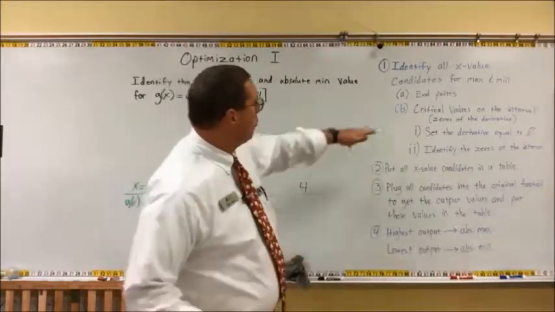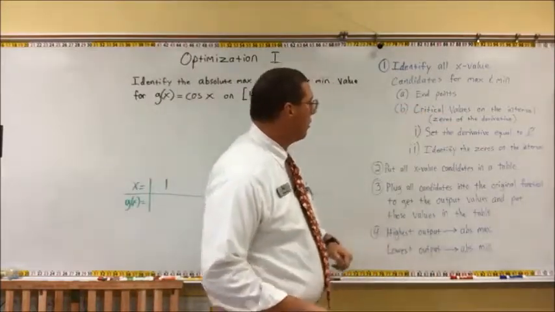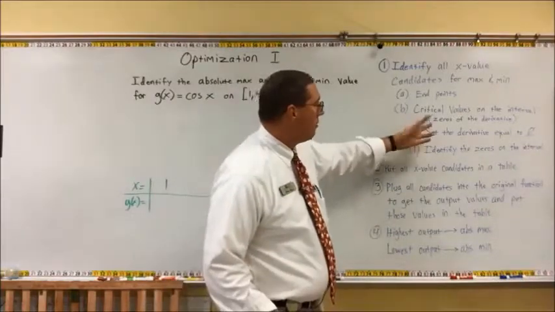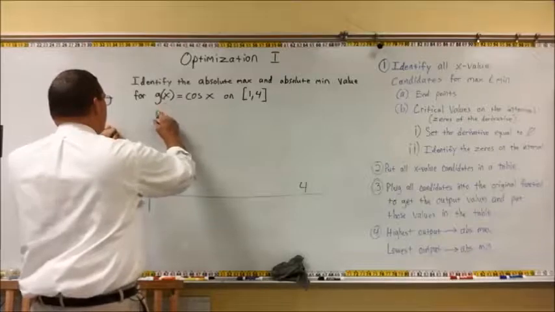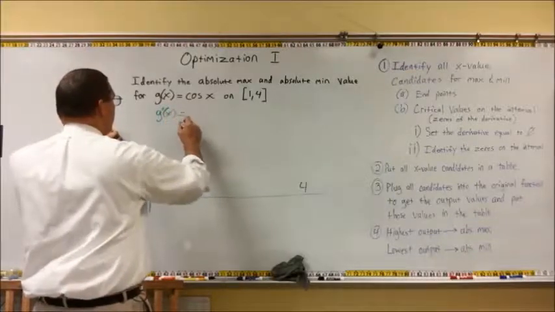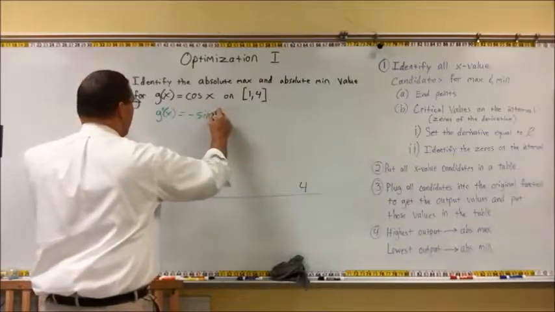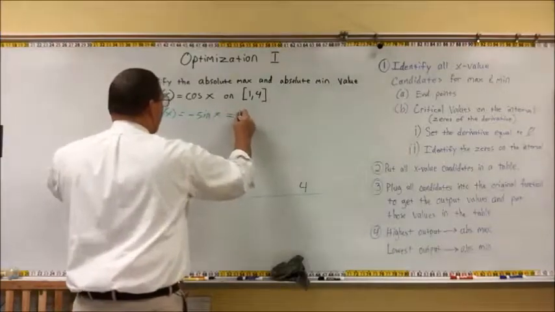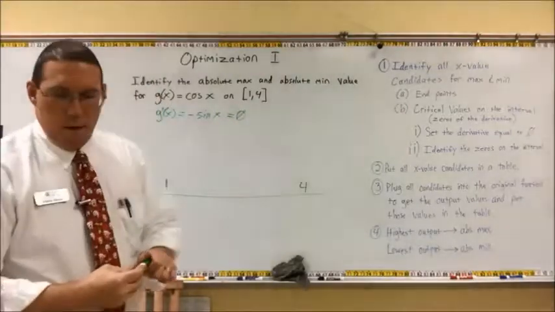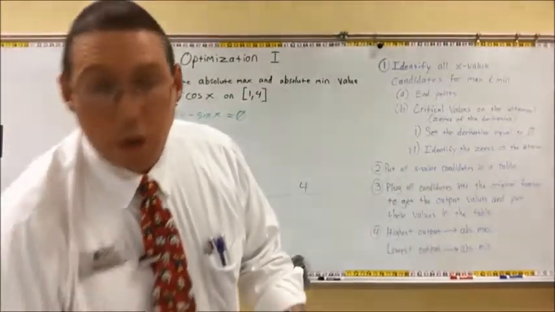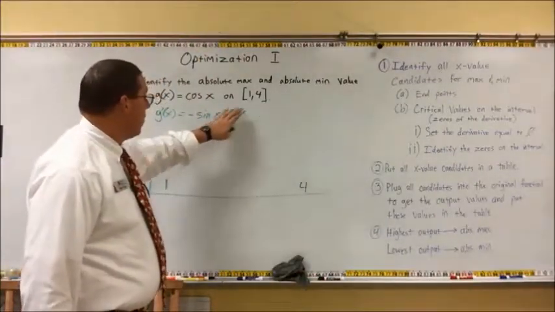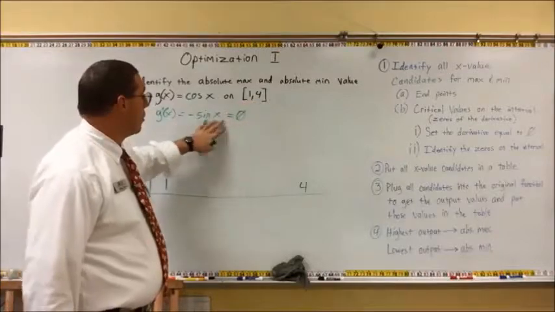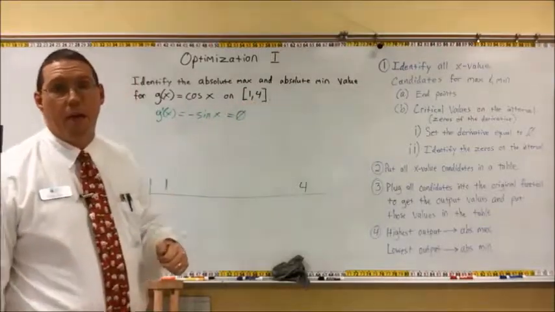Now I'm going to move on to the critical values on the interval. So I have to set my derivative equal to 0. Well, what's the derivative of cosine of x? G prime of x. Derivative of cosine is negative sine of x, and I will set that equal to 0. Now, I could do this using trigonometry because between 1 and 4, there are only a couple values that are going to make negative sine equal to 0.